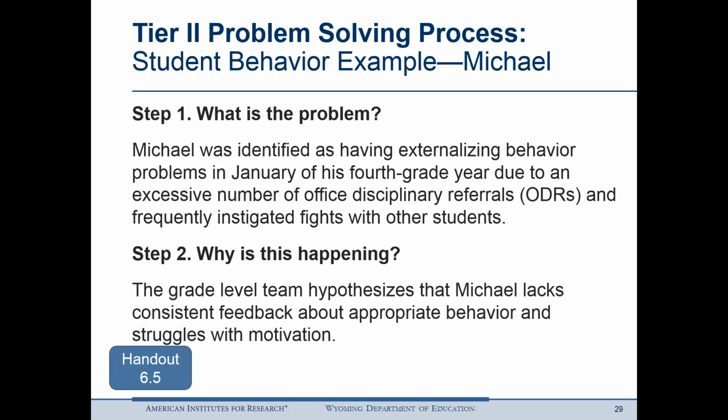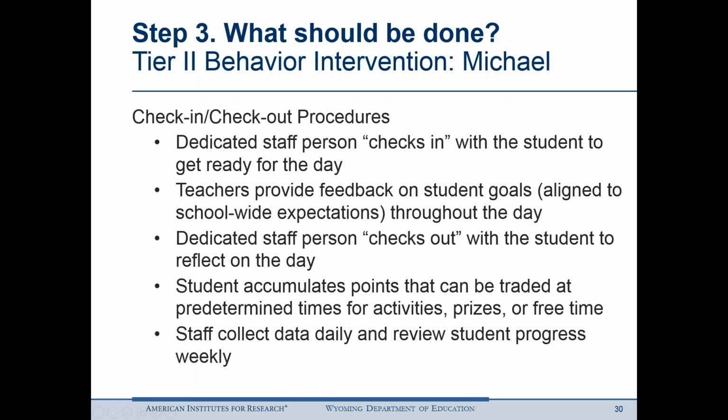The team engaged in informal diagnostic assessment and functional assessment to determine why it's happening. The grade level team hypothesizes that Michael lacks consistent feedback about appropriate behavior and struggles with motivation. The team selects a Tier 2 intervention used in the school, check in and check out. The team has already reviewed the evidence base and determined it matches the student's needs.